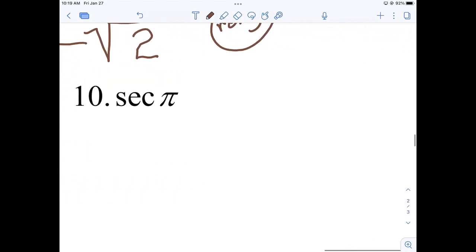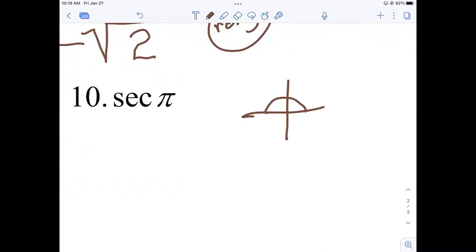And then finally, secant of pi. Oh, pi. Pi is over here. What's up, pi? This is -1, 0. And secant is the reciprocal of x. What's the reciprocal of -1? -1. The reciprocal of a negative number is a negative number. True or false? The reciprocal of a negative number is still a negative number. True.